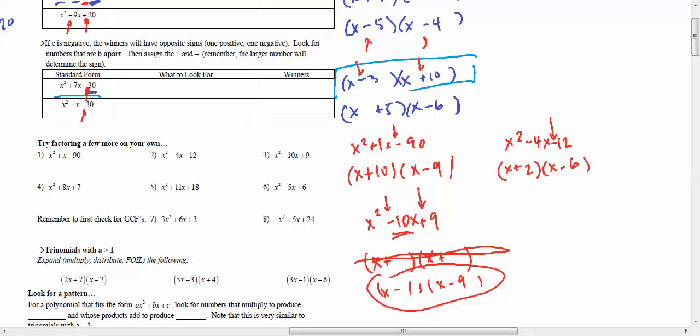All right, ready? I was trying to think of a hard thing. It doesn't necessarily need to be that hard. All right, x squared plus 8x plus 7. I did say it wasn't a trick. Why do you guys make me so evil? All right.